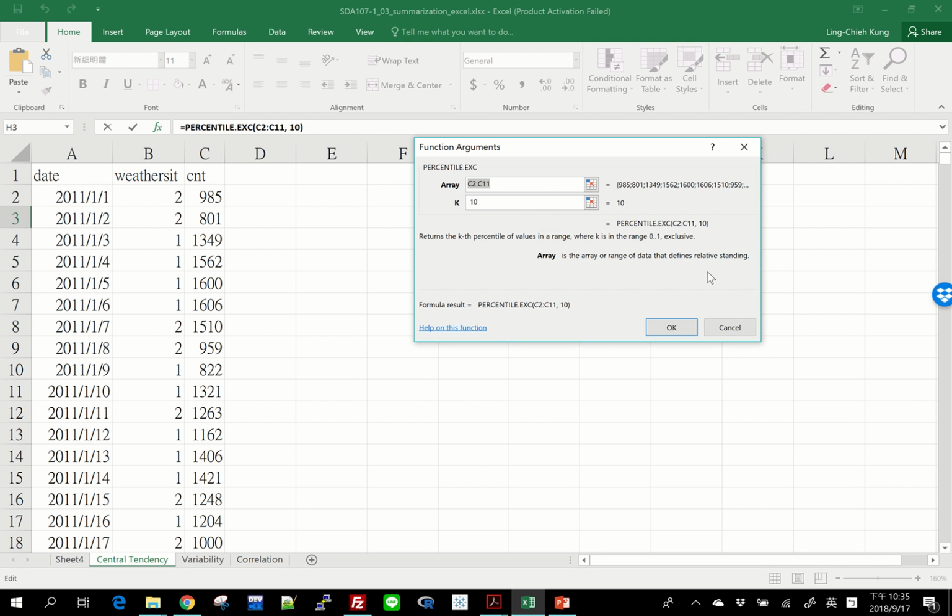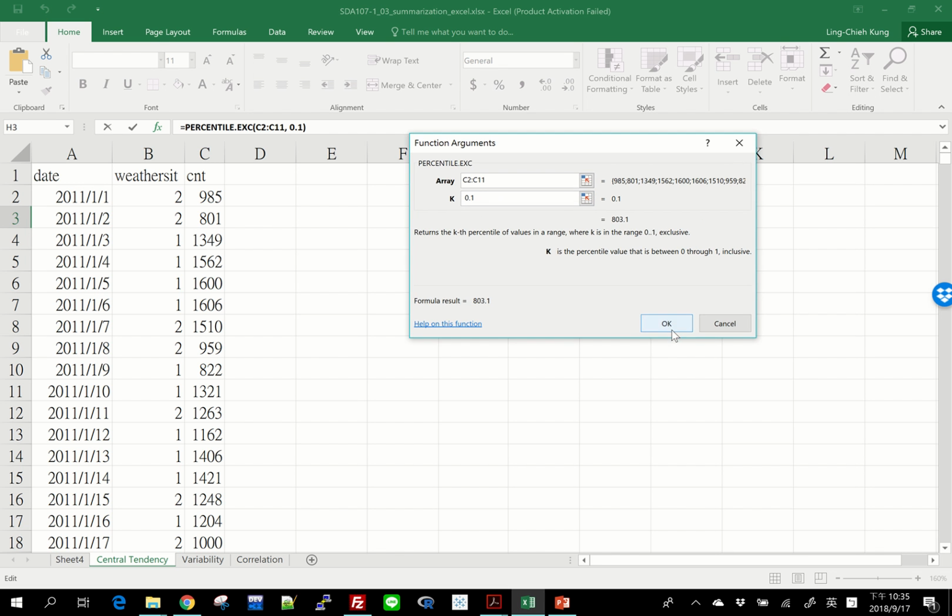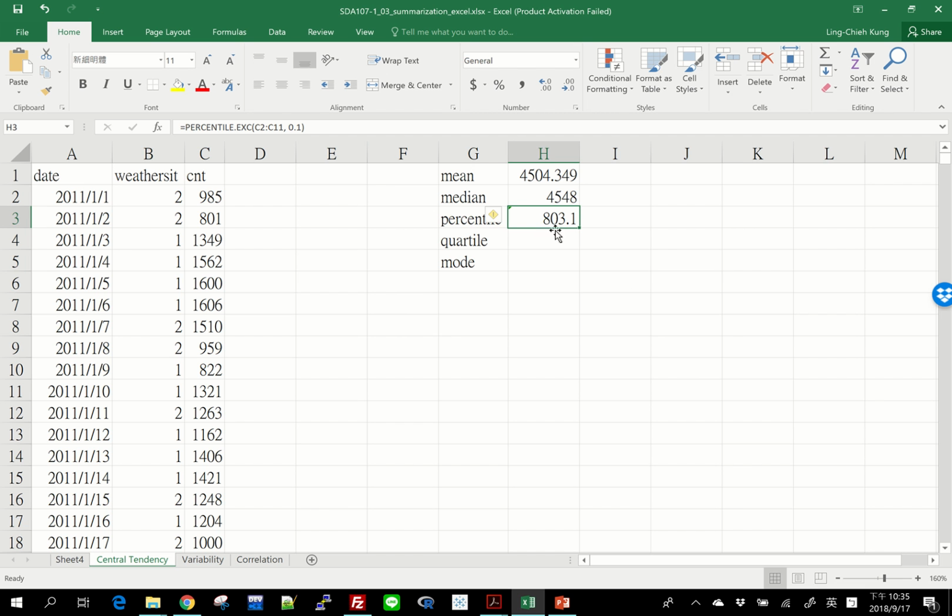So let's take a look at the manual. It tells me that the percentile value should be between 0 and 1. So I realize that this should not be 10. It should be, for example, 0.1. And then you get 803.1, which means among these 10 values, if you count from the lowest to the largest, the 10th percentile is around 803. You can see through these values, it seems to be right.